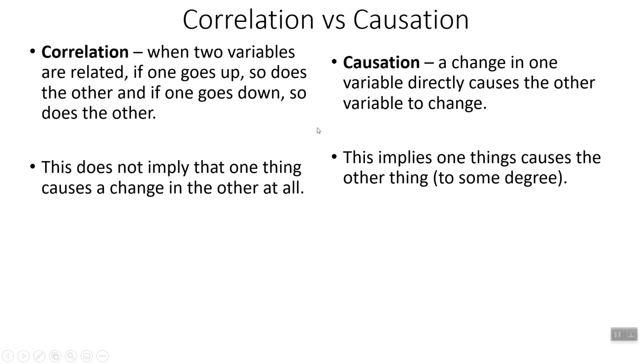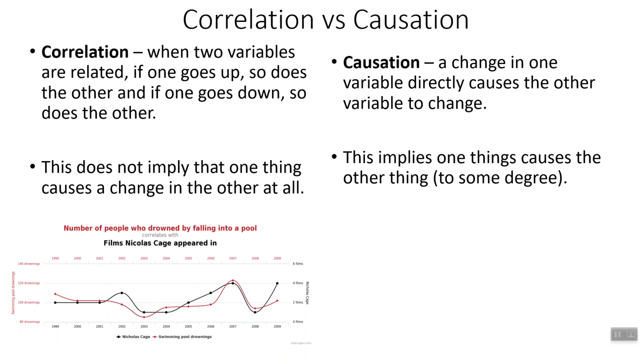All right, an example here. So we've got the number of people who drowned from falling into a pool. That's the graph in red. Then we've got the number of films Nick Cage appeared in any given year. That's the graph in black. And if you look, these two line up very, very well.